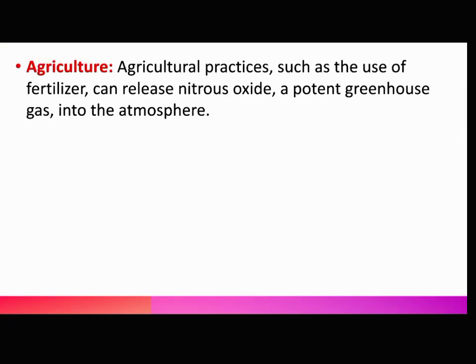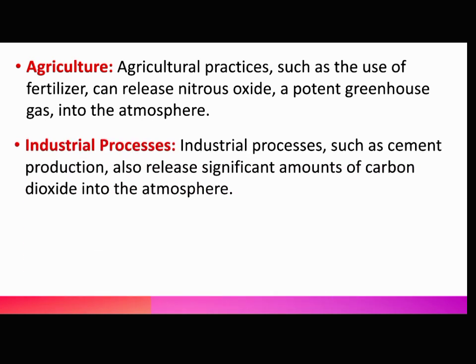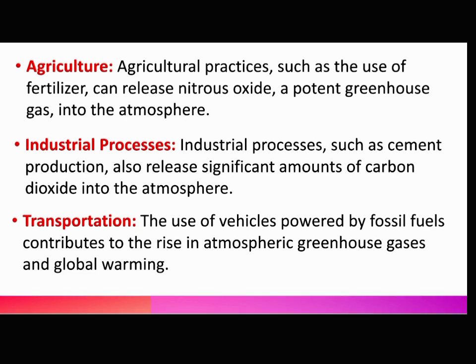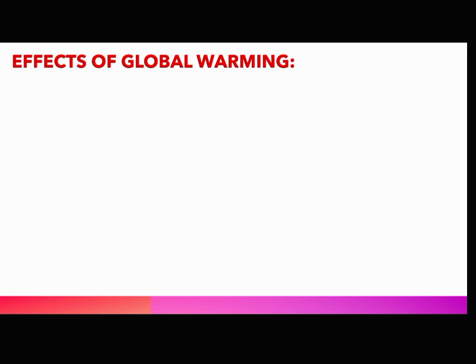Next factor is agricultural practices, such as the use of fertilizer, which can also release nitrous oxide, a potent greenhouse gas, into the atmosphere. The next one is industrial processes, such as cement production, which also release significant amounts of carbon dioxide into the atmosphere. The last one is transportation. The use of vehicles powered by fossil fuels also causes global warming. So these are all the causes of global warming. Next we will see the effects of global warming.